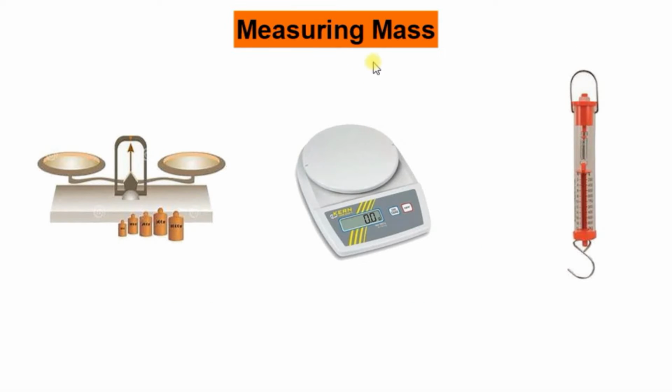To measure density, we need to measure both mass and volume. To measure the mass, we may use the 2-pan balance, the top-pan balance, or the Newton meter. In the 2-pan balance, we place the known mass on one side and the unknown on the other side.